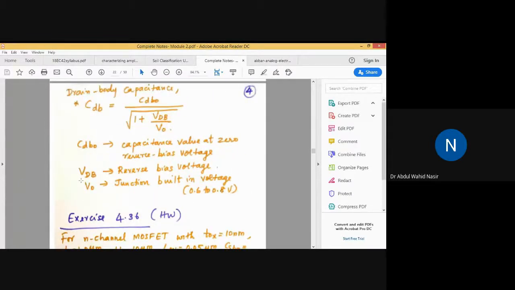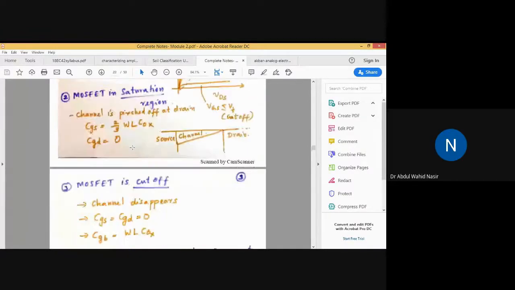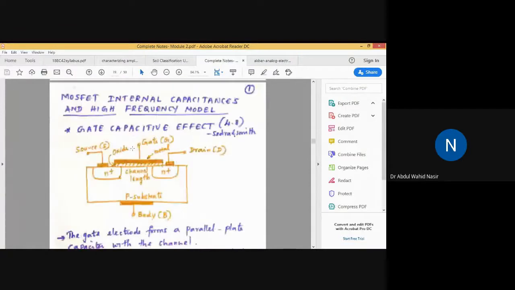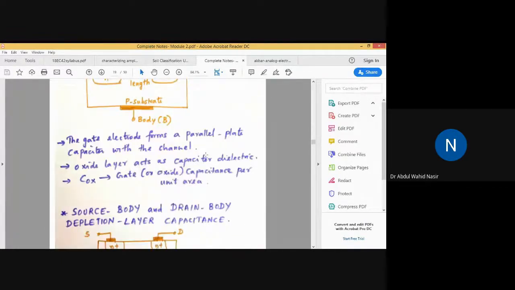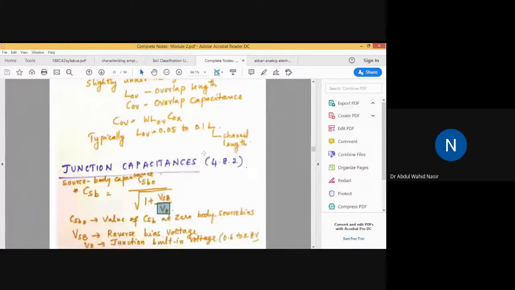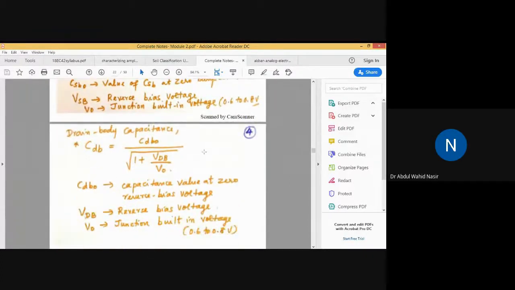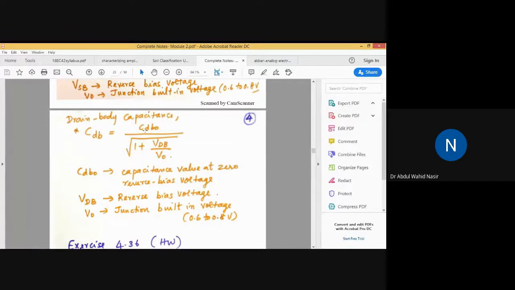Drain body capacitance is written as CDB. Source and body we have seen. Now there is the capacitance between drain and body. That value is given as CDB naught divided by root under 1 plus VDB divided by V naught.